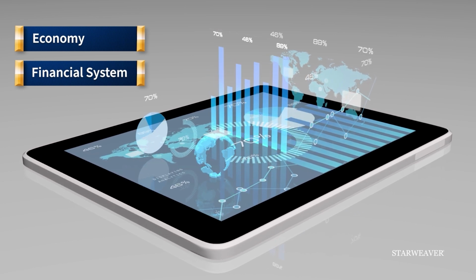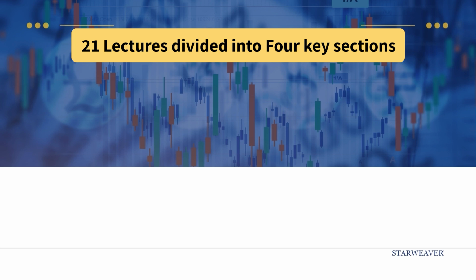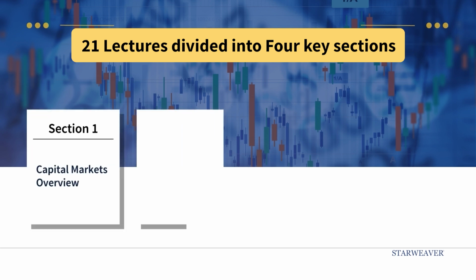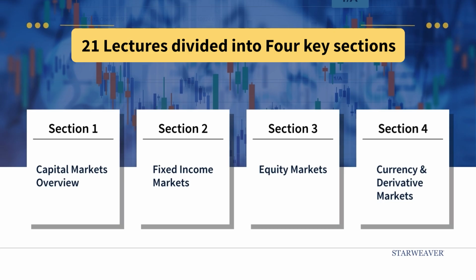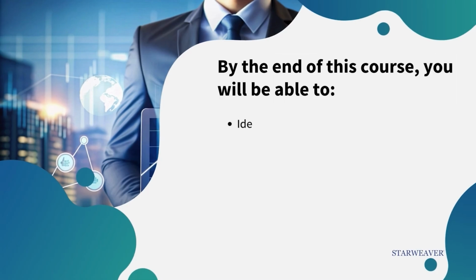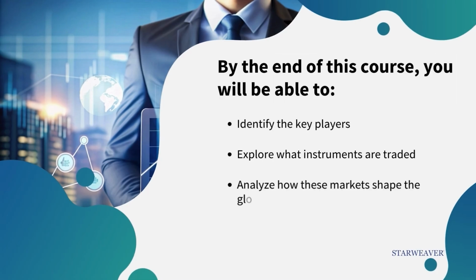and governments worldwide. The course is structured into 21 focused lectures divided into 4 key sections: capital markets overview, fixed income markets, equity markets, and currency and derivative markets. By the end of the course, you'll know who the key players are, what instruments are traded, and how these markets shape the global financial landscape.